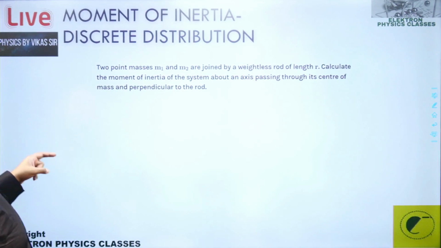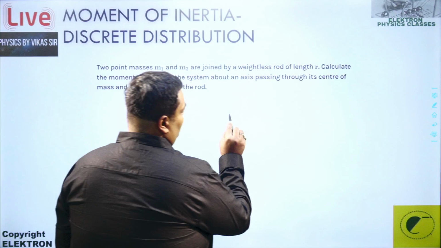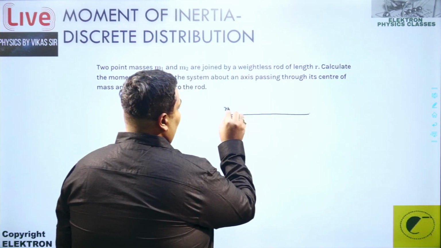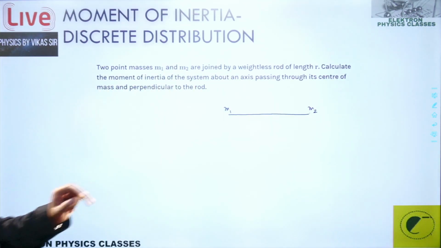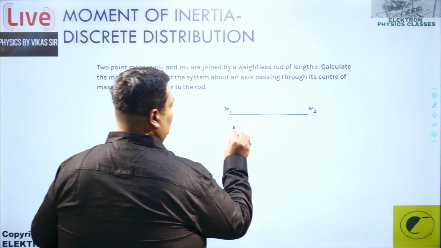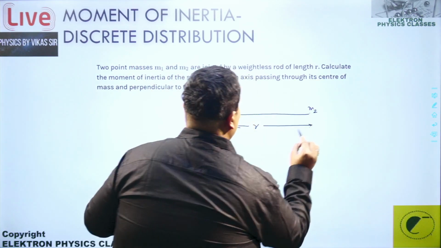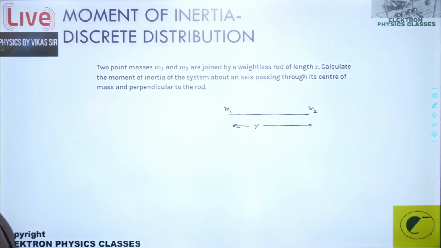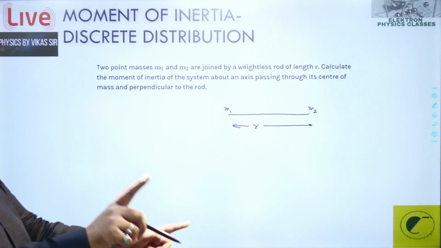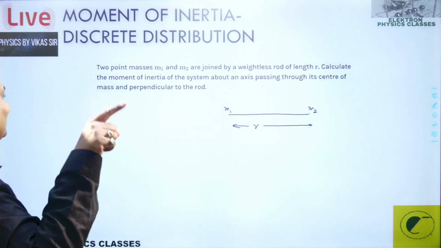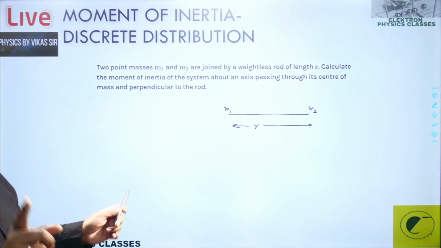It says 2 point masses m1 and m2 are joined by a weightless rod of length r. Calculate the moment of inertia about an axis passing through its center of mass and perpendicular to the rod. So there are two particles. One of them is m1, the second particle is m2. And it's a weightless rod, and the length of the rod is given as r. The question says, calculate the moment of inertia of the system about the axis passing through the center, no, center of mass. And the center of mass is not at the center. The reason? Equal masses are not there.